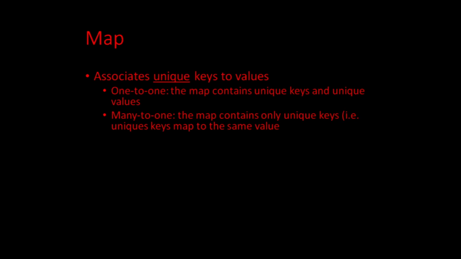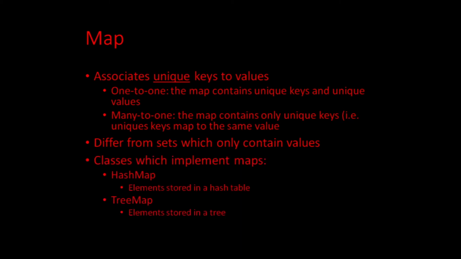A map can have two different types of relationships between keys and values. There can be a one-to-one relationship where the map contains unique keys and unique values. There can also be a many-to-one relationship where the map contains only unique keys and the values may be duplicated. Realize that maps differ from sets. Sets only contain values, where maps contain both a key-value pair. Classes which implement the maps are the HashMap, where elements are stored in a hash table, and a TreeMap, where elements are stored in a tree.